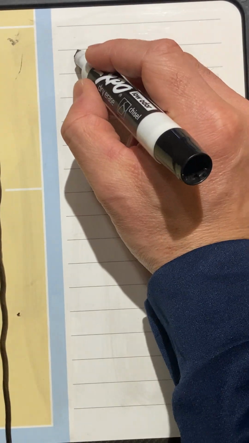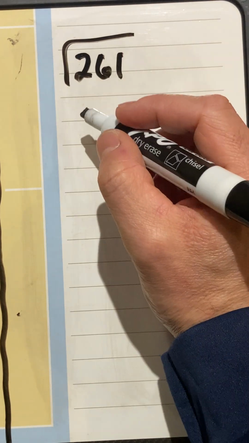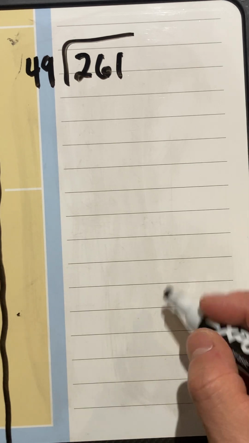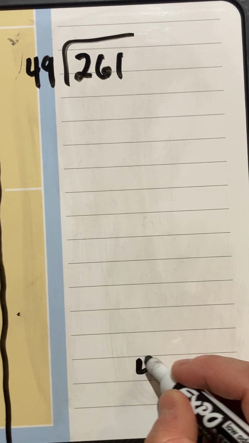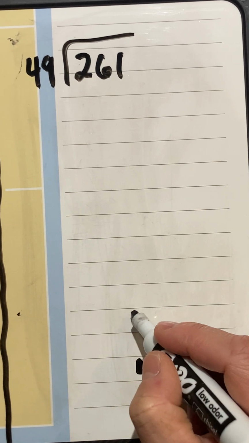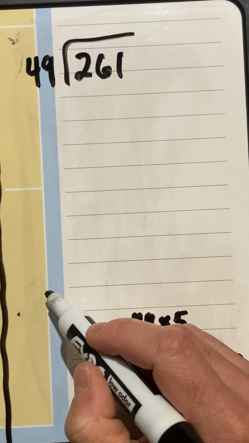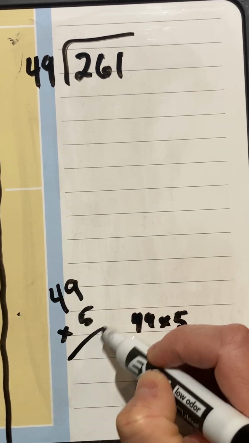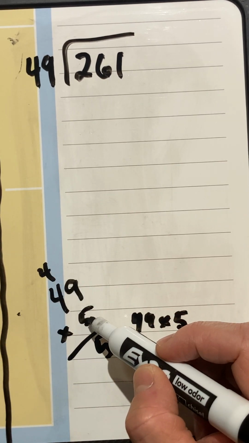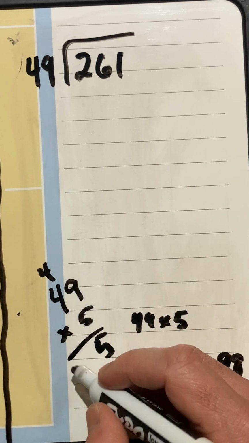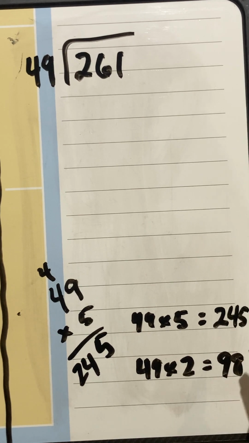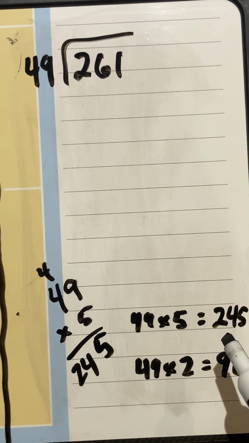Our next problem is 261 divided by 49. So 49 times 2 is 98. 49 times 5. 9 times 5 is 45. 4 times 5 is 20, plus 4 is 24. So that's 245. And that's actually a good one to start with.